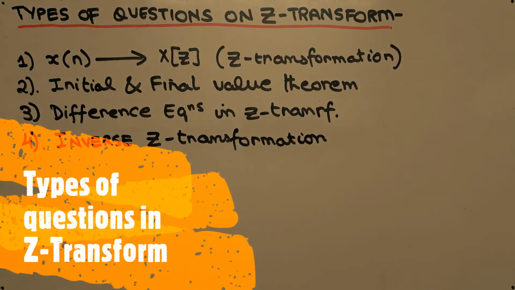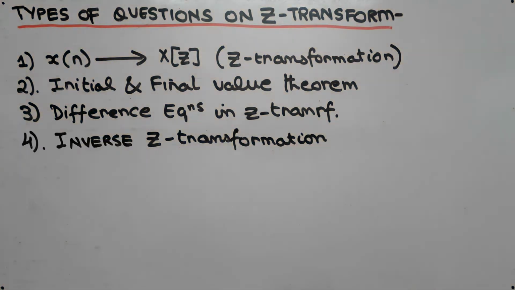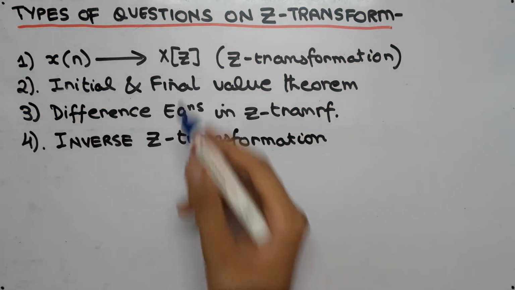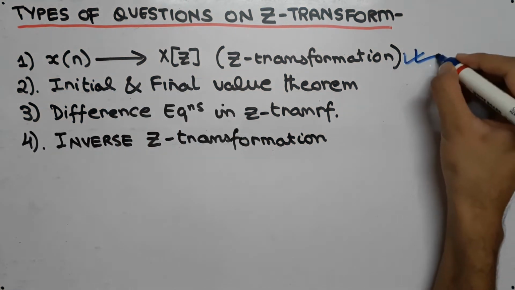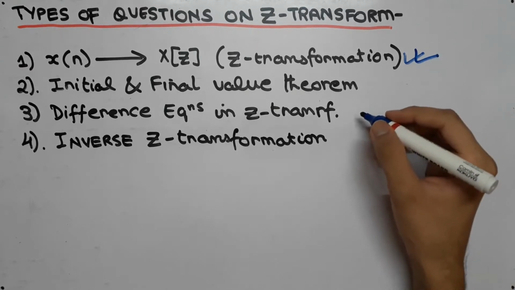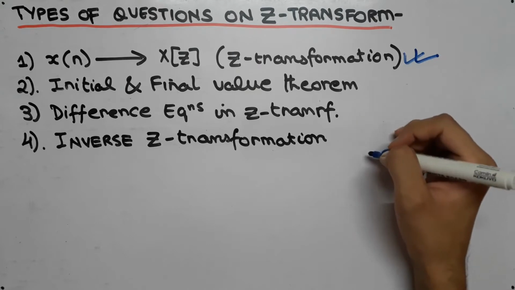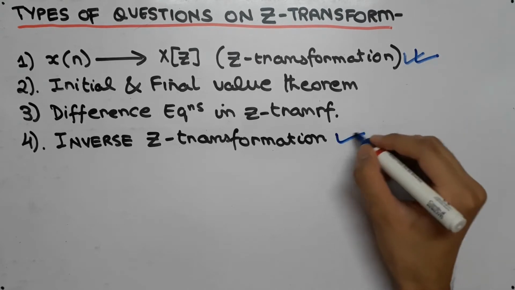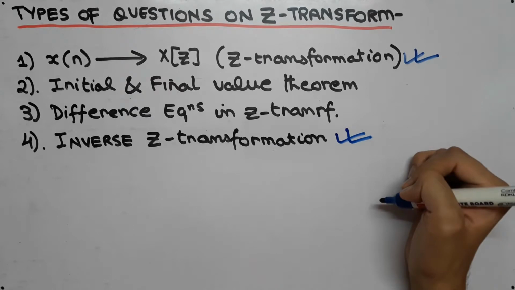Hey guys, today we are going to do types of questions on Z transform. Firstly, we will do questions in which we convert x(n) to X(z), that is our normal Z transformation. Secondly, we will look at the initial and the final value theorem. Thirdly, we will do difference equations in Z transform. And lastly, we will discuss and do questions on inverse Z transformation.